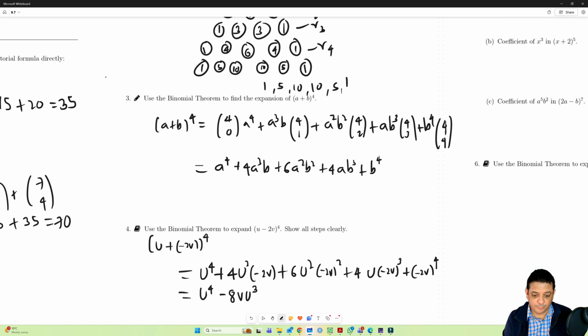We have here 4 times 6 is 24, so 24u squared b squared. And then we have this minus 2 cubed, which is going to be minus 8 times 4 is minus 32, so minus 32ub cubed. And then this minus 2 to the 4 is going to be 16, so plus 16b to the 4. And that's it. This will be how to use this formula to the 4 to calculate this more complicated expansion.